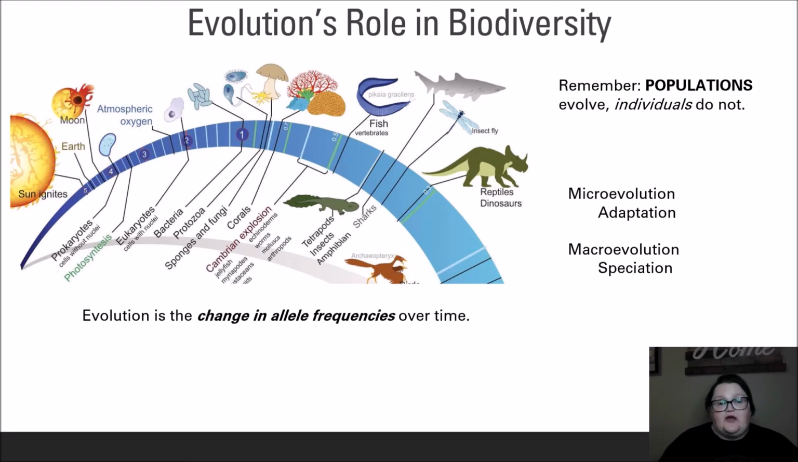Number two, because evolution is the change in allele frequencies over time, only populations evolve, not individual organisms. And number three, the discussion of evolution focuses on two different processes: microevolution, which is the process of adaptation, and macroevolution, which is the process of speciation.